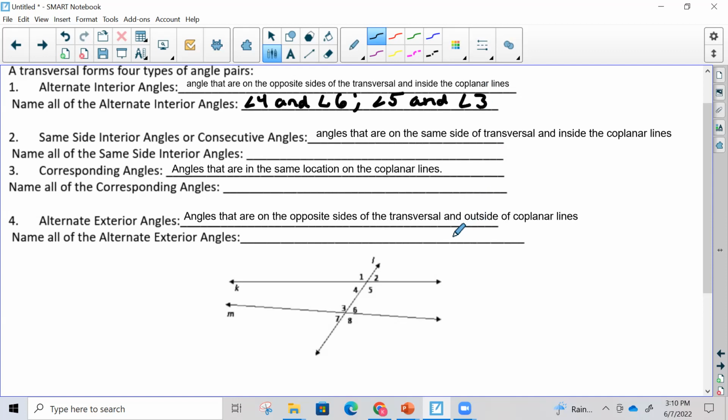Okay, so that's our first type. Our second type is same side interior. They're also known as consecutive angles. It's kind of the same idea. They're going to be inside the coplanar lines, but now they're going to be on the same side of the transversal. Again, I have the inside angles 4, 5, 3, and 6. If I look at 4, what's on the same side and also inside would be 3. So angle 3 and angle 4 are same side interior. And then if I look at 5, the other interior angle on K, the same side and also between those two lines would be 6. So it'd be angle 5 and angle 6.